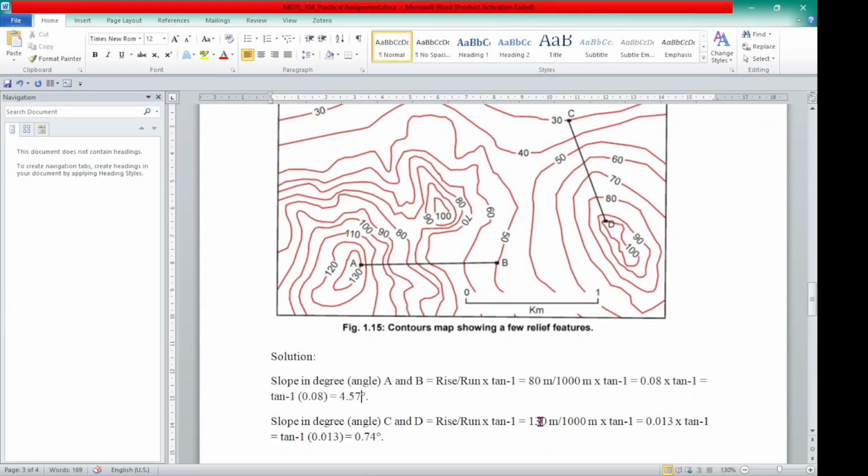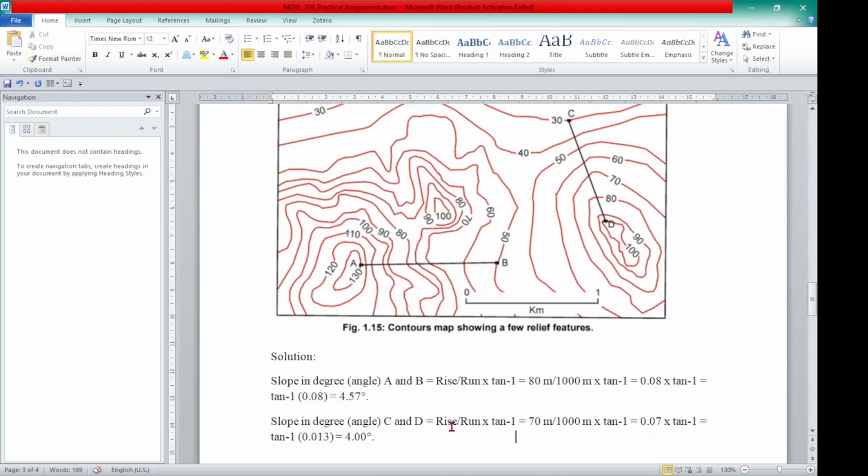Similarly, we do it for this, it is 30 and 100. So the difference is 70. Again, the distance could be 1 kilometer. I'm just assuming that it is 1 kilometer. So 70 divided by 1000 is going to be 0.07. So tan inverse of 0.07 is 4 degrees, simply 4.00 degrees.